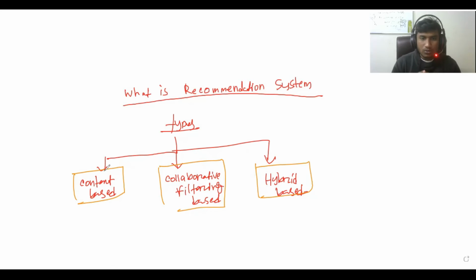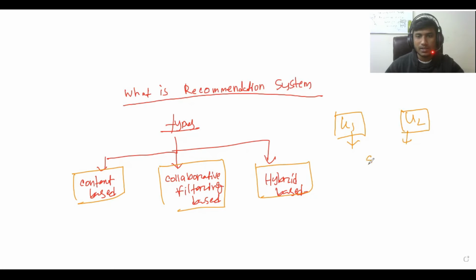Now let's talk about the collaborative filtering based, okay. So what is collaborative filtering based? Suppose there is user one, and this is user two, and these two users have similar interest, okay, similar interest.